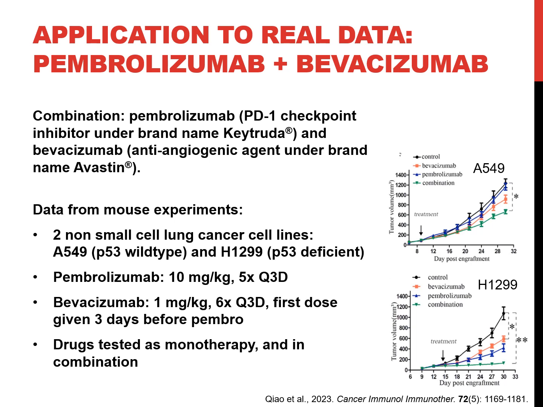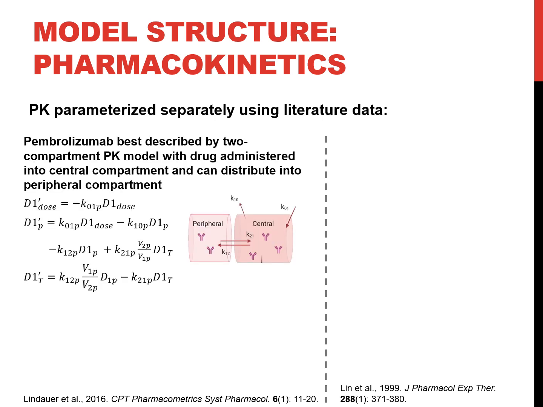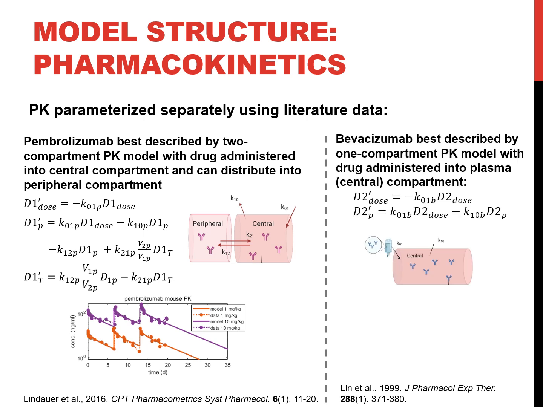And can we actually guide them to a better combination? So what do we need for this? Well, we need the PK data. So here PK was parameterized separately using just literature data. Just found some PK data for pembro in mice in Lindauer et al. paper from 2016. Parameterized it, very standard. So okay, great, we have the PK piece.